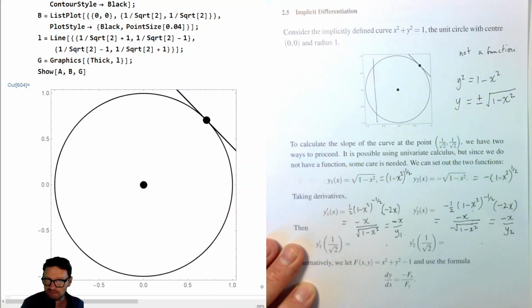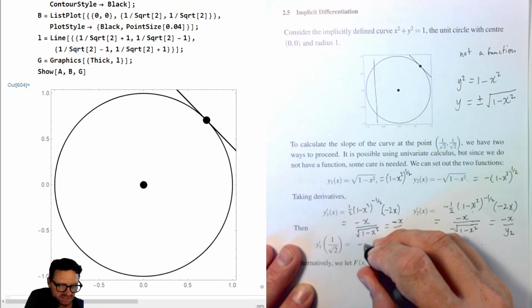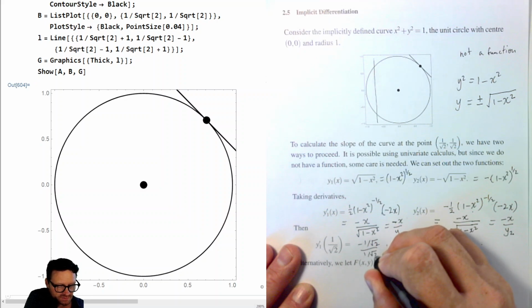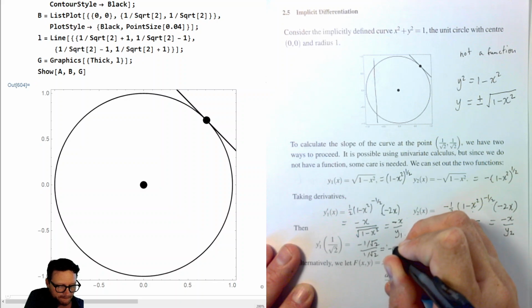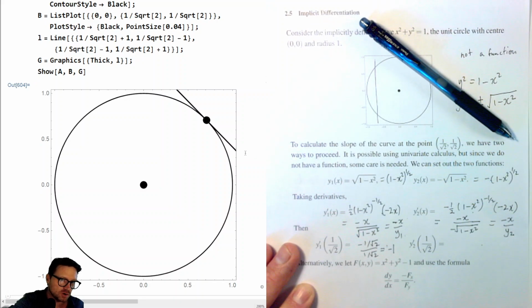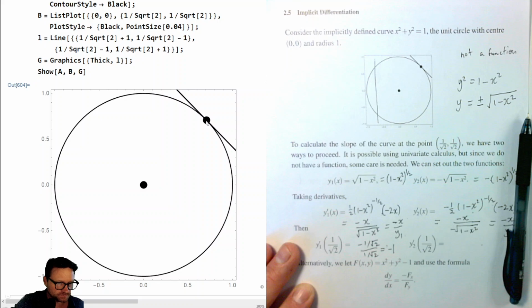For example, among all of the other points on the circle except for these ends. Okay, so subbing those two values into this formula, we have minus 1 on root 2 over 1 on root 2, which is minus 1. Okay, so our slope of this is minus 1. That is, the slope of this tangent at the point 1 on root 2, 1 on root 2 is minus 1.